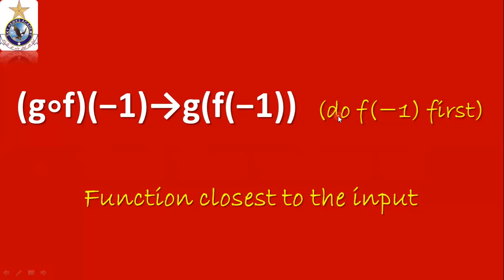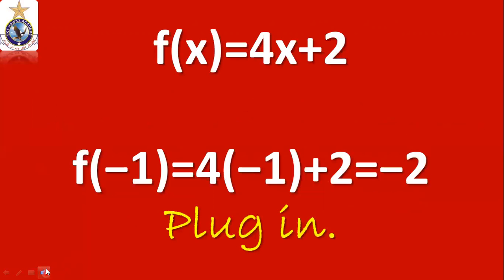So that's why we do f for -1 first, the function closest to the input. We will have to put in the value x is equal to -1. So this was f of x that is defined as 4x plus 2, that was given. So we are looking for f at -1. Are you getting this?